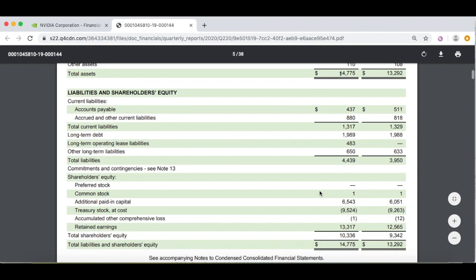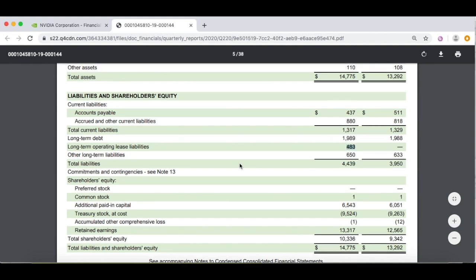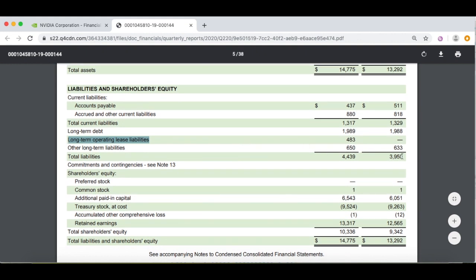Now we come down to the liabilities. What I like to do is just look at this number. It barely changed. It's like a $500 million change. It looks like a lot of it may be from a new lease on a building or something like that, or new terms. So that's what I'm seeing there.